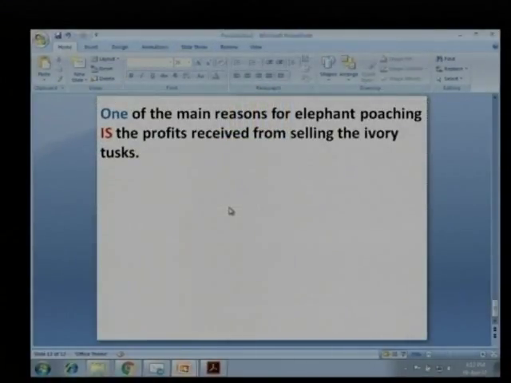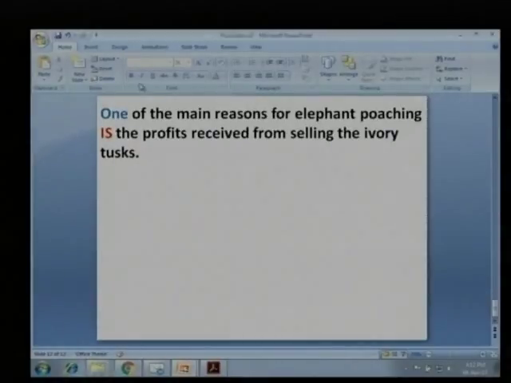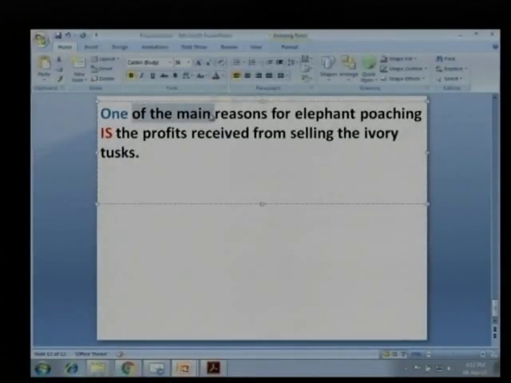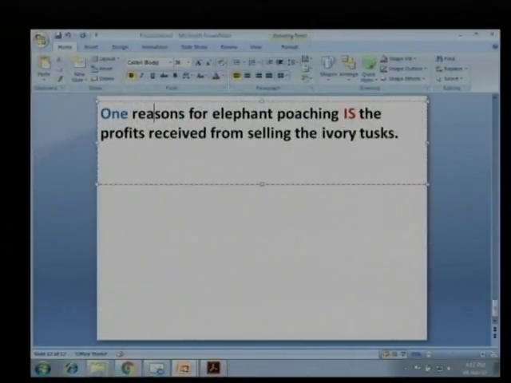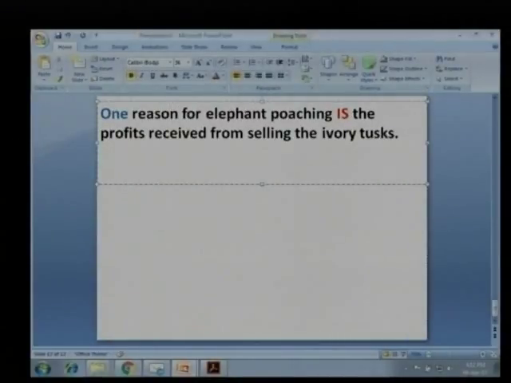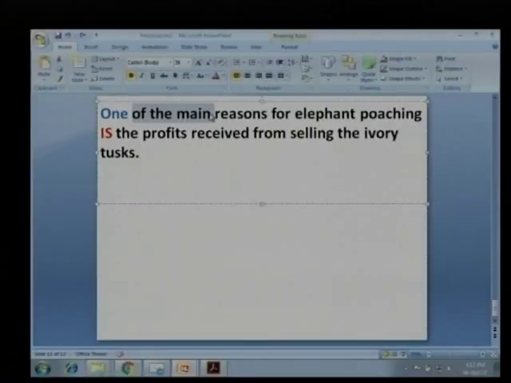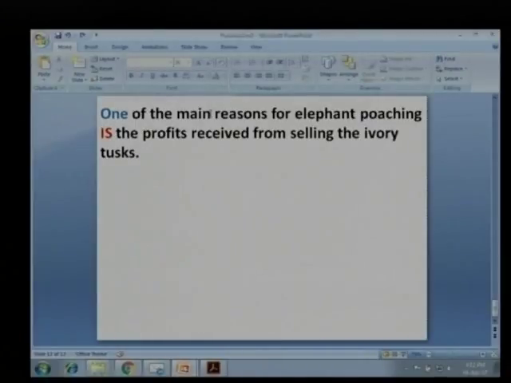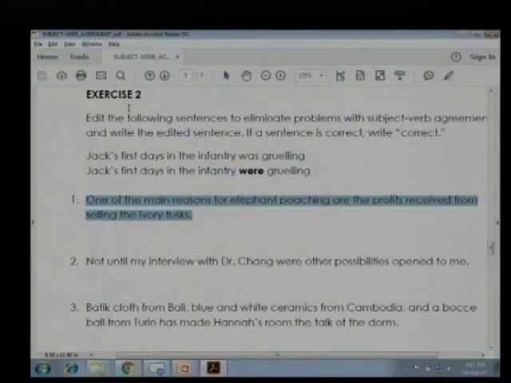One of the reasons for elephant poaching is, or I can remove this and say one reason for elephant poaching is, but I am saying one from many, so I will say one of the reasons for elephant poaching is the profit. I am referring to one reason only.